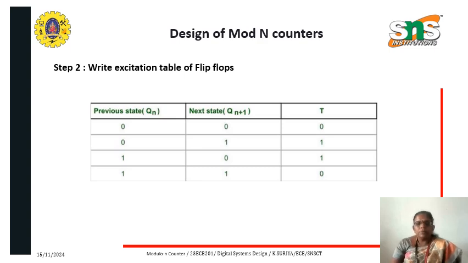Next step is we will be writing the excitation table of the flip-flops. So here you're using a T flip-flop. So for T flip-flop, 0 0 means 0, 0 1 means 1, 1 0 means 1, and 1 1 is equal to 0.